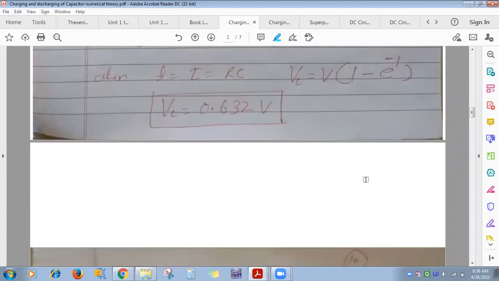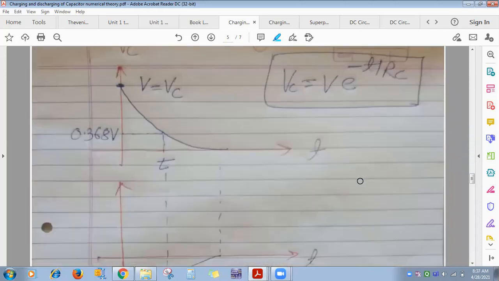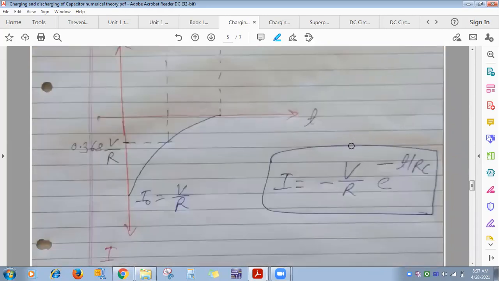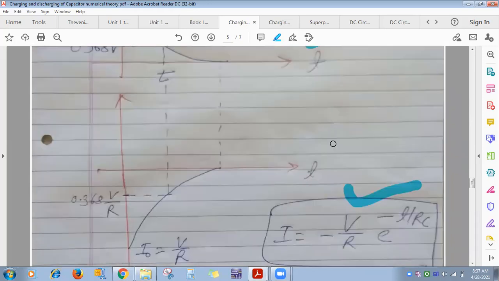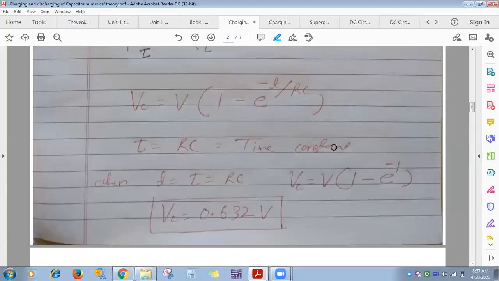Same questions for discharging also. Which one is the correct formula for voltage across the capacitor during discharging? Which one is the correct formula for current flowing through the circuit during discharging? Okay, keep all 4 formulas in your mind, and the 4 graphs also.